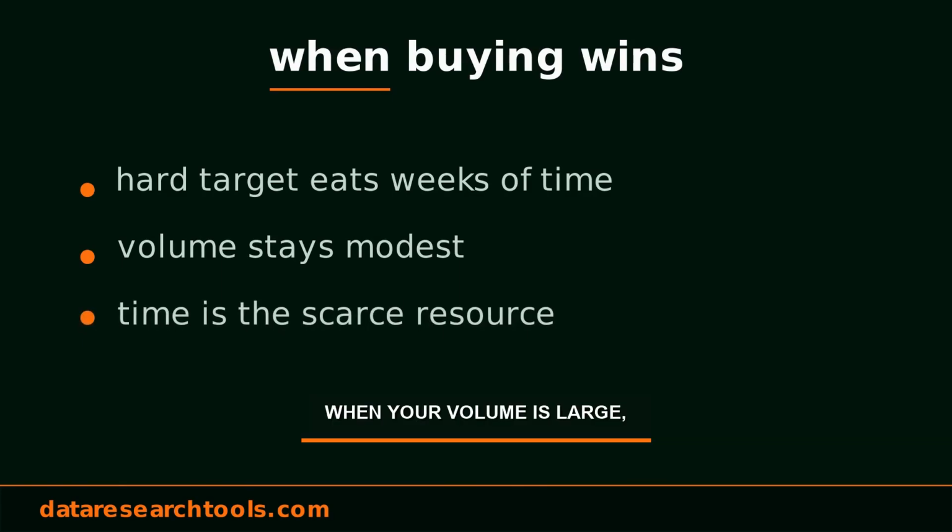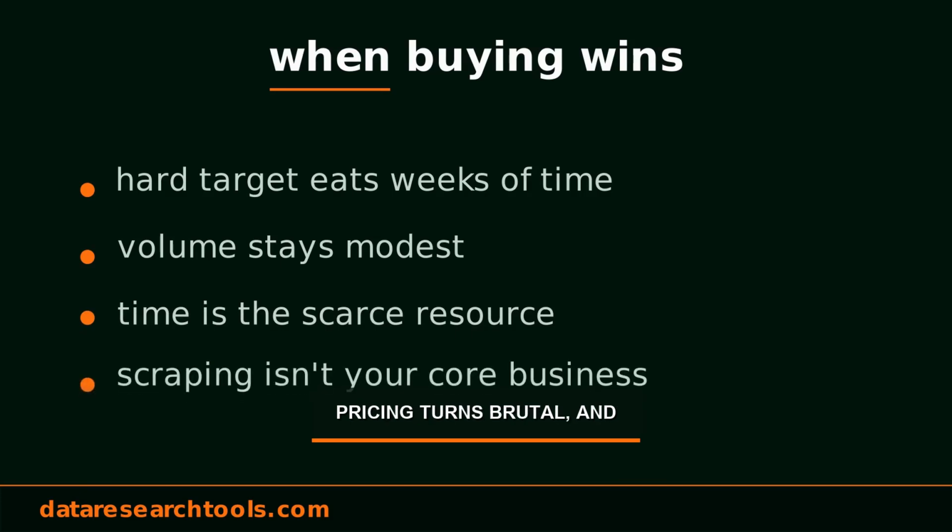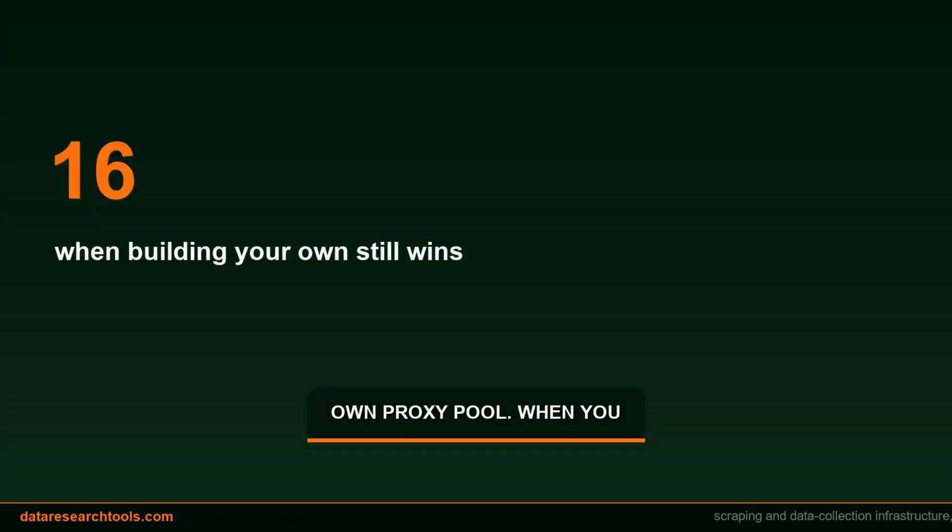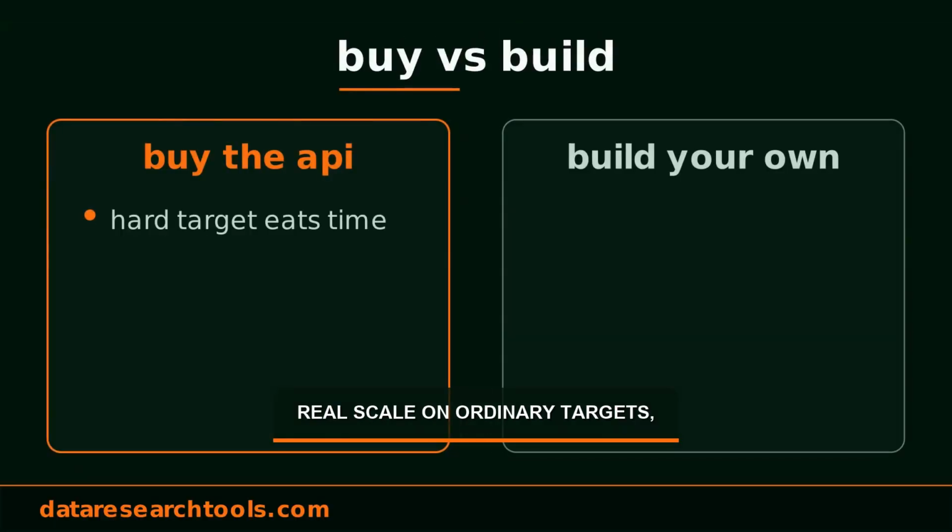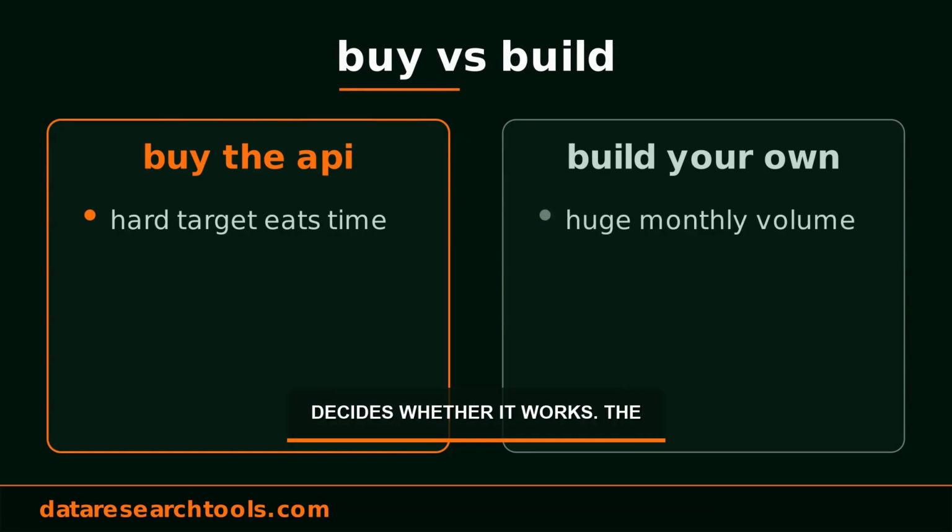And when is building better? When your volume is large, per request or per bandwidth pricing turns brutal, and 10 million pages a month can cost more than a couple of servers and your own proxy pool. When you need full control over how each request is made, a black box fights you, and when your targets are simple, you are paying a premium you did not need. At real scale on ordinary targets, your own stack wins on cost, and the proxy layer decides whether it works.